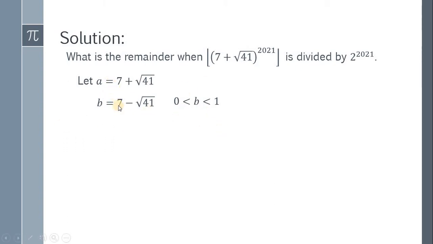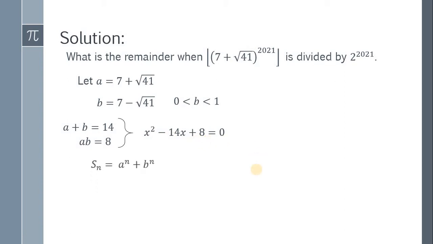Add natin yung A and B. So we get A plus B is equal to 14. Next, multiply natin. We get AB is equal to 8. Next, gagawa tayo ng quadratic equation na kung saan yung sum ng roots is 14 and yung product ng roots is 8. So we have x squared minus 14x plus 8 is equal to 0.